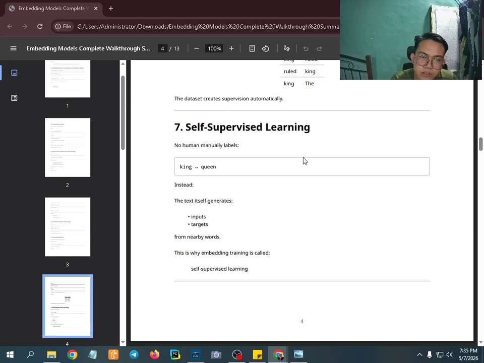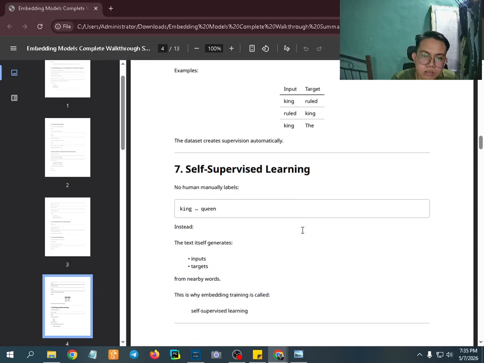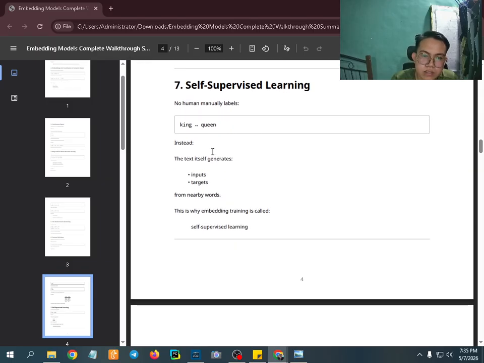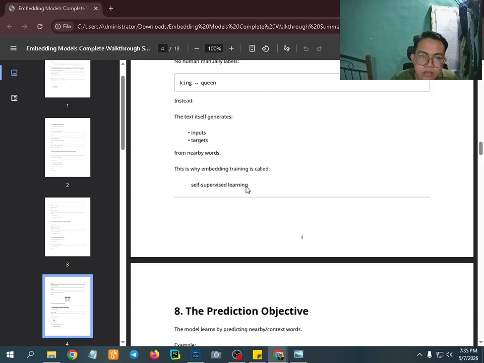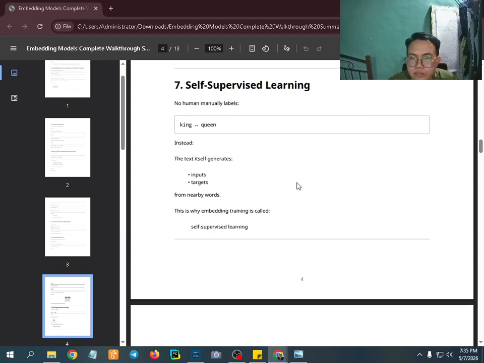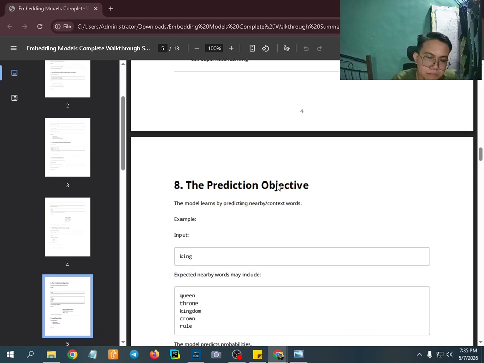Why is it called self-supervised learning? Because no human manually labels the pair words, like labeling king to queen as nearby. Instead, the text itself generates inputs and targets from nearby words. This is why embedding training is called self-supervised learning. Again, it is called self-supervised learning because the model automatically pairs nearby words to each other.